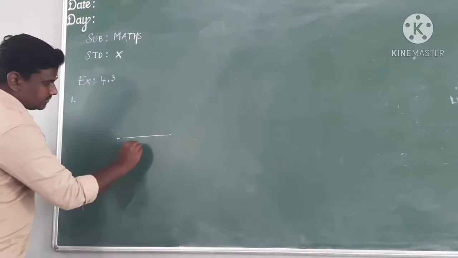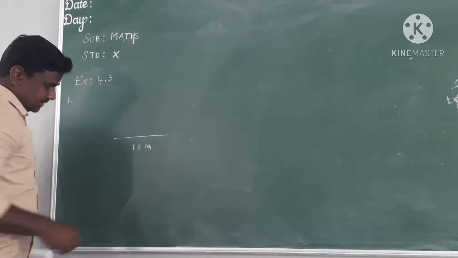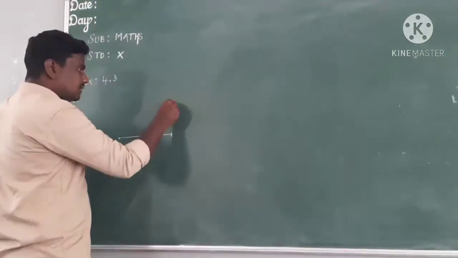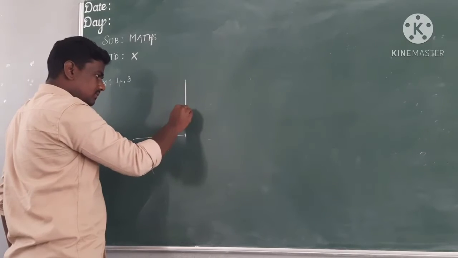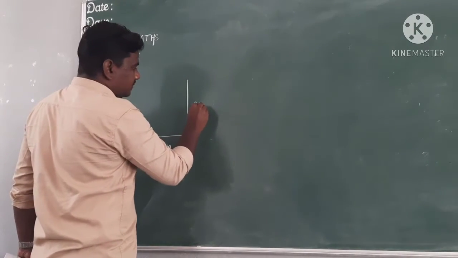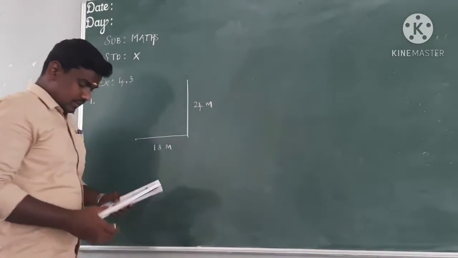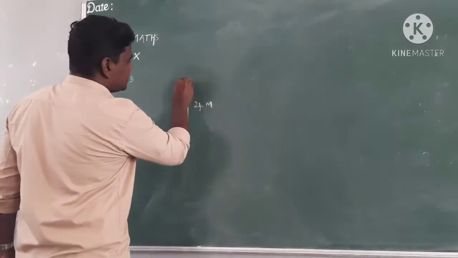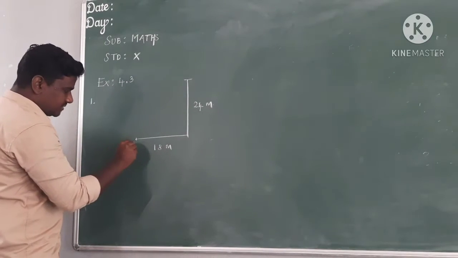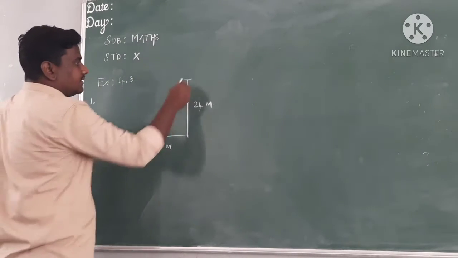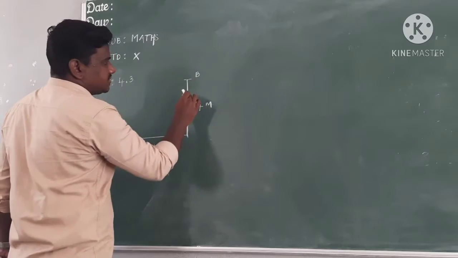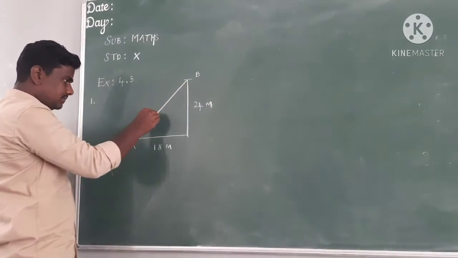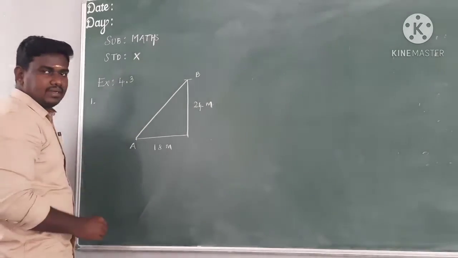Towards east. Okay. 18 meter. And then 24 meter due north. From here, this is 24 meter. Find the distance of his current position. You know this is the current position. You may take the initial position of the man as A and the current position, which means the ending position, as B. So if you join them, you can get a right triangle.